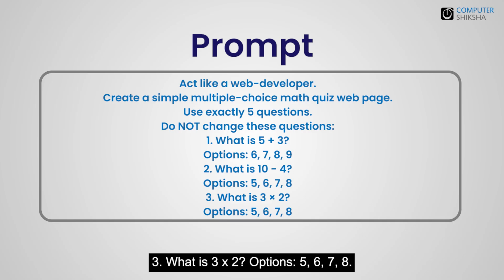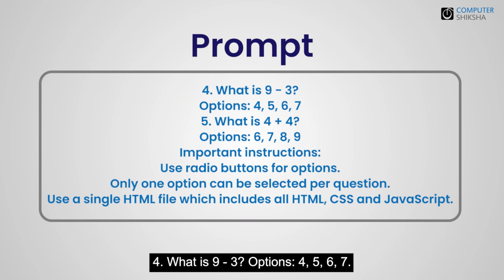3. What is 3 into 2? Options 5, 6, 7, 8. 4. What is 9 minus 3? Options 4, 5, 6, 7. 5. What is 4 plus 4? Options 6, 7, 8, 9. Important instructions: use radio buttons for options. Only one option can be selected per question. Use a single HTML file which includes all HTML, CSS, and JavaScript.